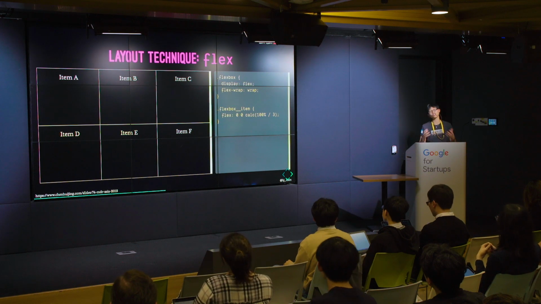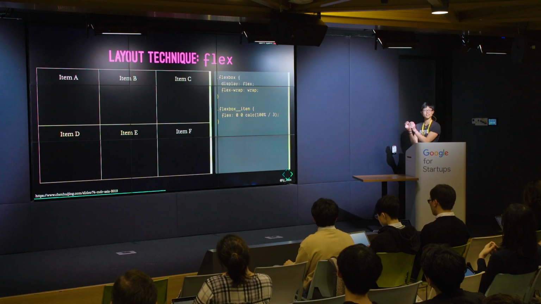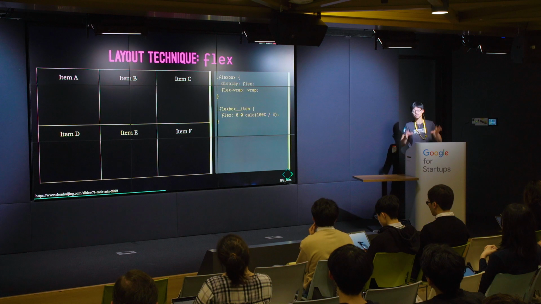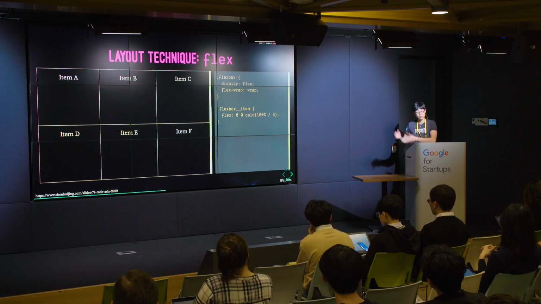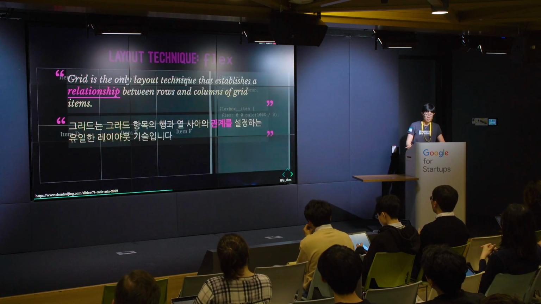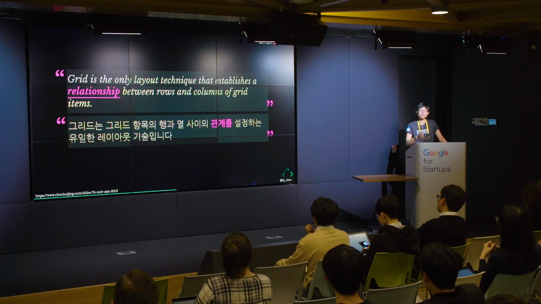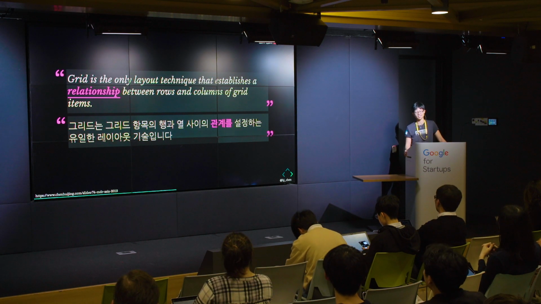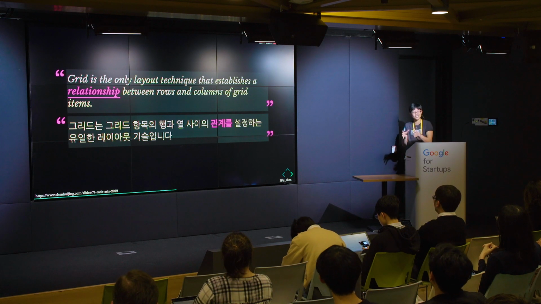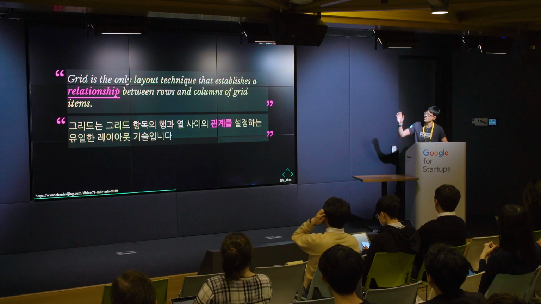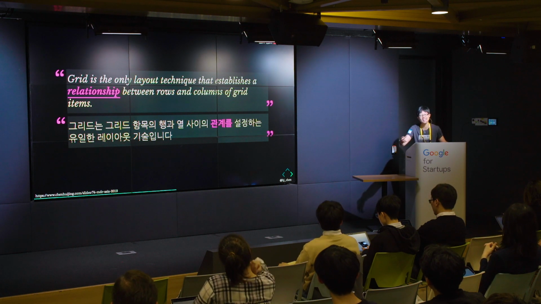And there is no grid. It just looks like there is a grid because we forced all the items to line up with each other. But when we are using grid, the dimensions for rows and columns are defined on the parent container. So there actually is a grid, and we can place items inside the grid. And this is amazing.